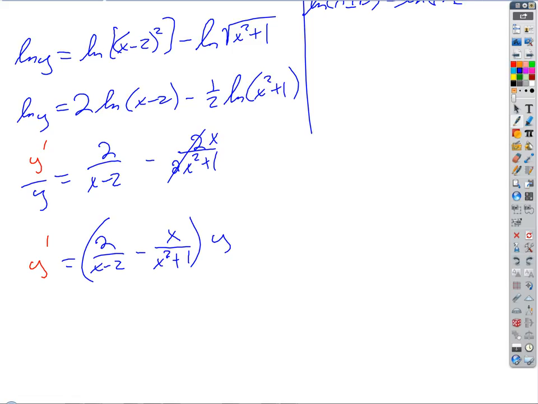When you are dealing with logs and you have two parentheses, say x minus 1 times x plus 1, do you always want to multiply them together to get x squared minus 1? Well, I would, because then you don't have to do the product rule. Yeah, if I understand your question. Yes. Okay.